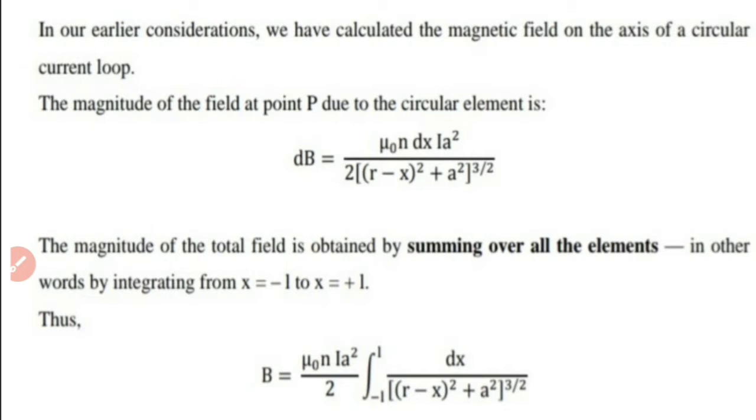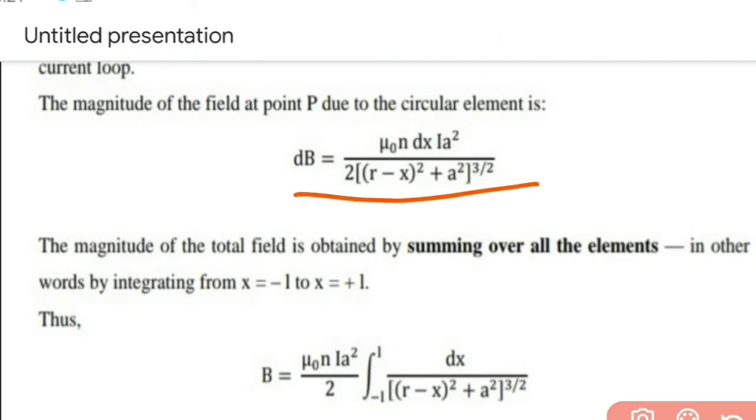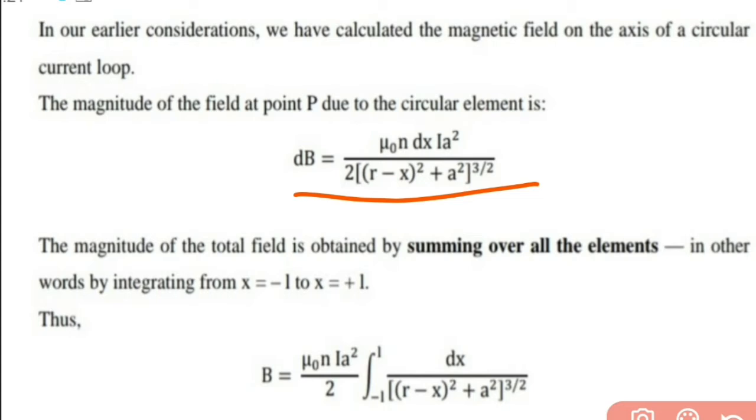This expression dB we have written by taking the equation we studied in chapter 4, that is the magnetic field due to a current carrying circular loop. As an application of Biot-Savart law, we derived an equation. Actually, that equation we have used here to write this equation dB. So the magnitude of the total field we will obtain by summing over all the elements.